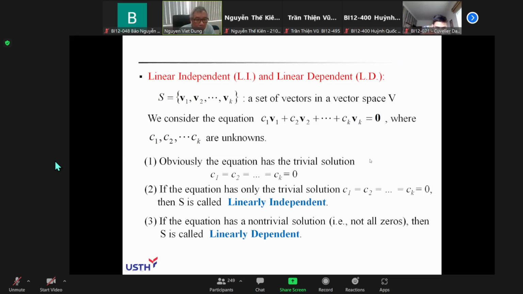Then the set S will be called linearly independent if the equation has only the trivial solution, meaning it does not have any other solution. But if the equation has a non-trivial solution, meaning a solution where at least one ci is non-zero, then the set S will be called linearly dependent. Linearly independent là độc lập tuyến tính. Linearly dependent là phụ thuộc tuyến tính. That is the Vietnamese terminology.